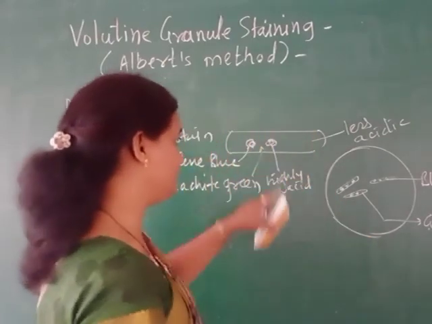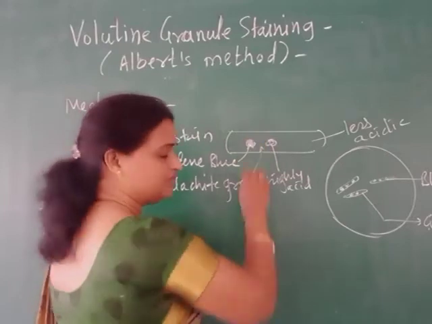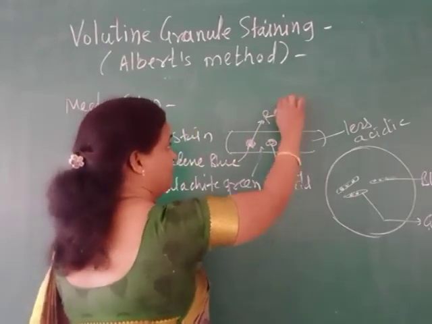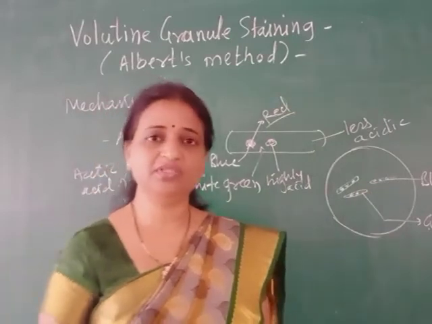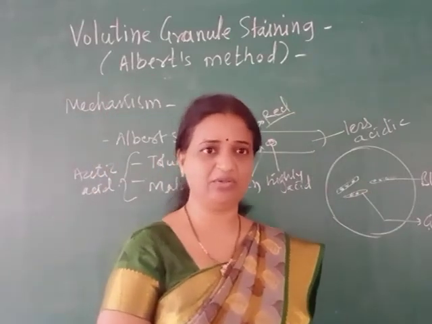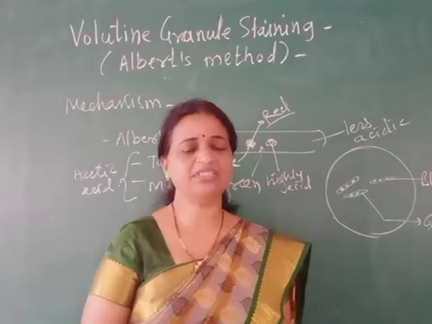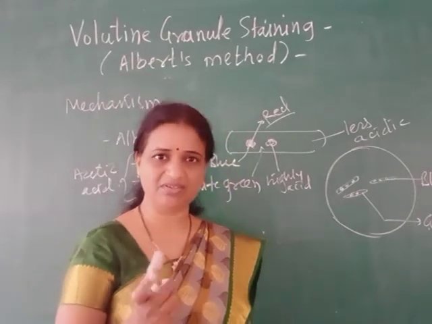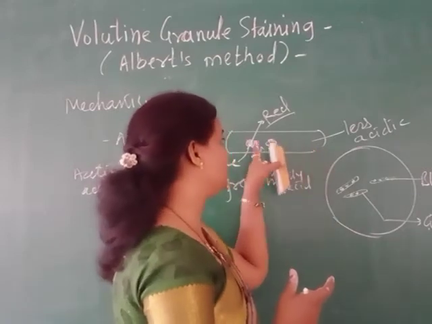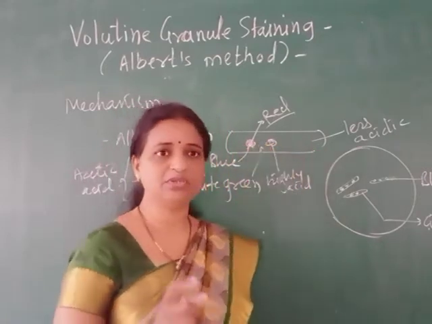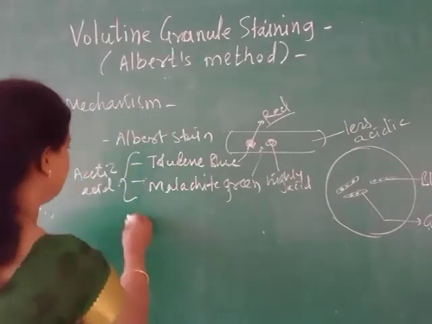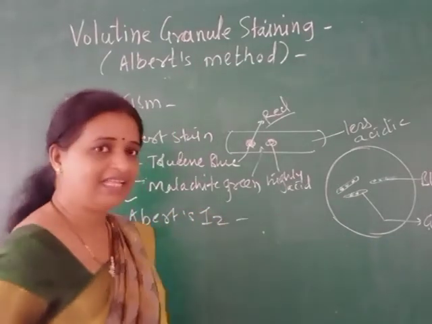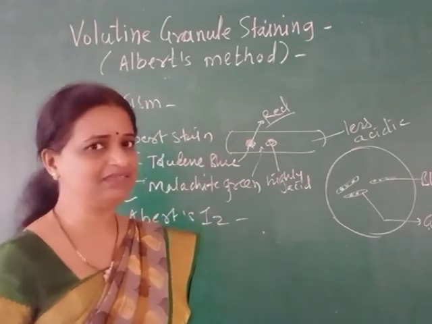When the granule takes up the blue color, that blue color might turn pink, might turn red. It will become red during the staining because granules are metachromatic. But these red granules are difficult to observe because of less contrast between the green cytoplasm and red granules. Because of that, during the second step, we use Albert's iodine, which acts as a mordant.